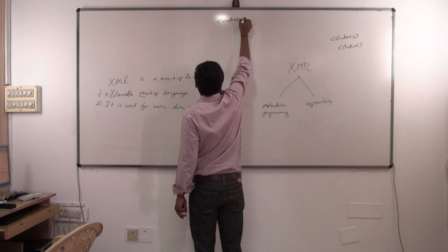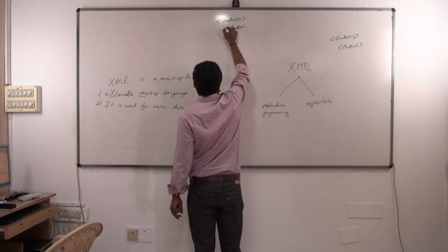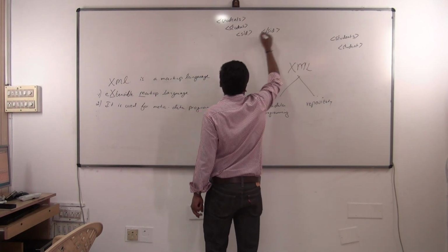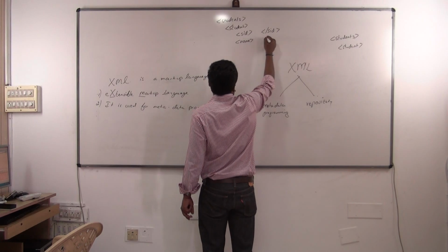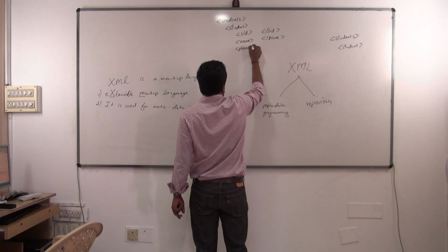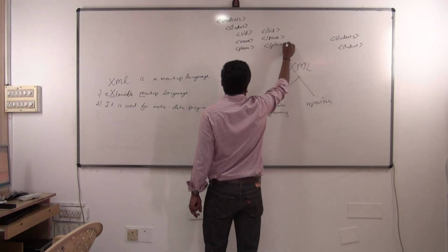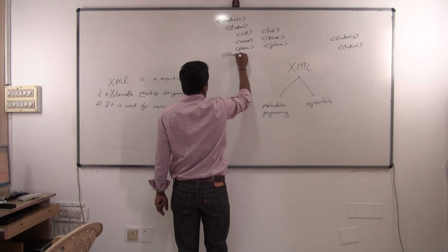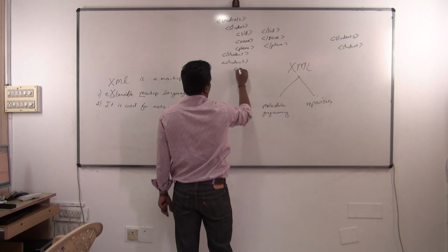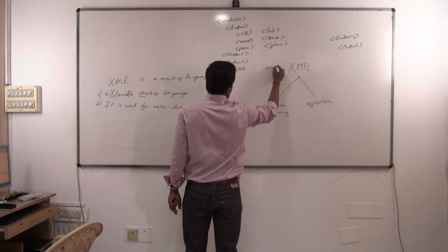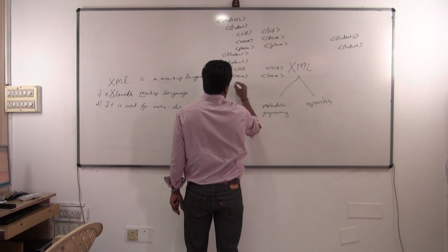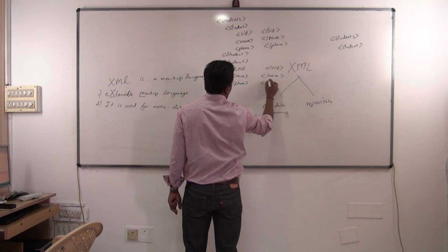The child tag of students is student. The child tags of student are SID, name, and phone. Like this, you can go on having child tags for student. Again, one more student. Like this, you can have any number of students, each with SID, name, and phone.